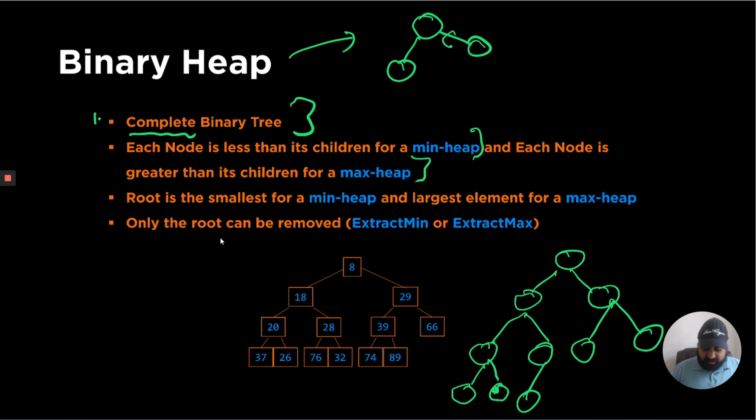The second one is each node is less than its children, which is if we have a node X, this should be less than both its children. And this property is recursive, which is each node should be less than both its children. So since this property is recursive, we can confidently say that the element that is at the topmost is going to be either minimum or maximum, depending on which type of heap we are discussing.